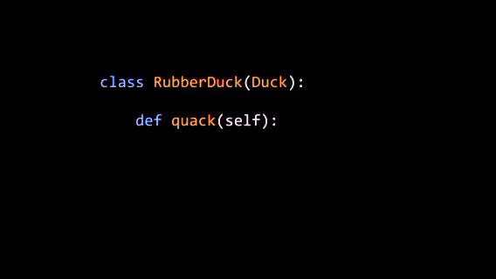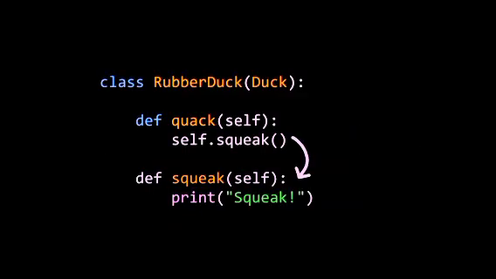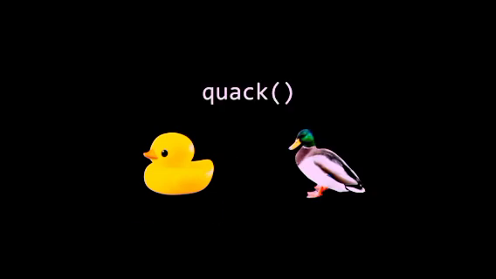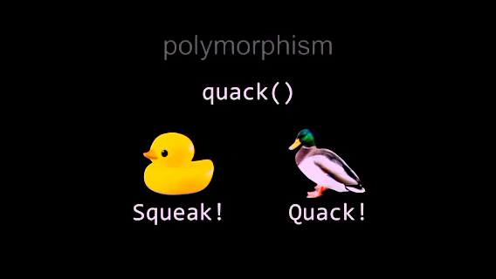For example, a rubber duck subclass might implement quack with a squeak instead. As a result, rubber ducks can be treated as objects of the duck class but behave differently when quack is called, which is the concept of polymorphism.